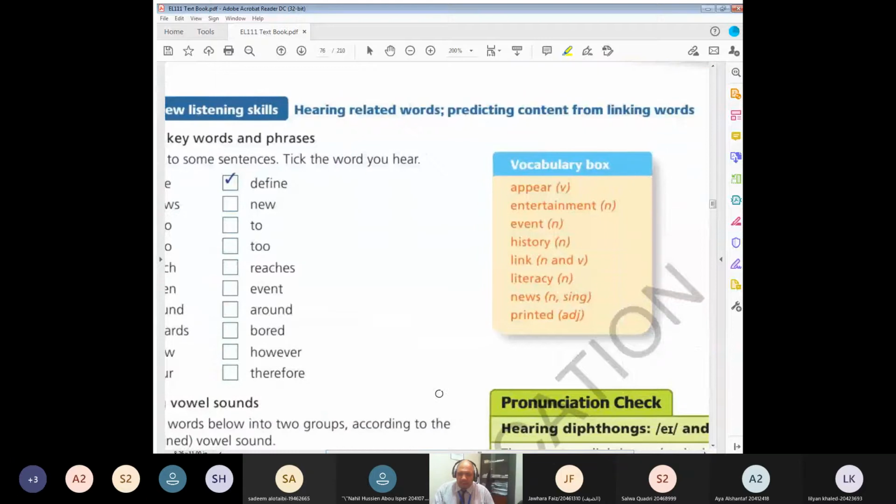You also have words like appear, entertainment, event, history, link, literacy, news, and printed. So appear, entertainment, event, history, link, literacy, news, and printed. Okay, so do you have any issues with any of them? For entertainment, I usually get confused with this word.